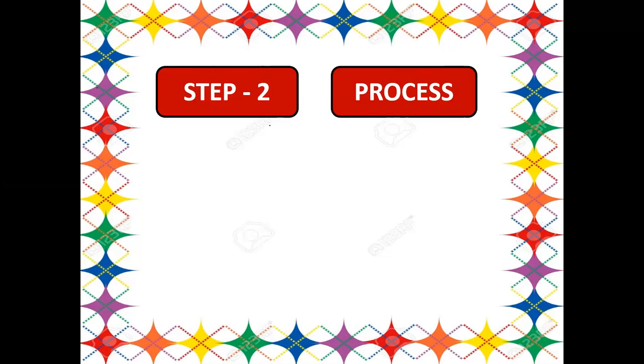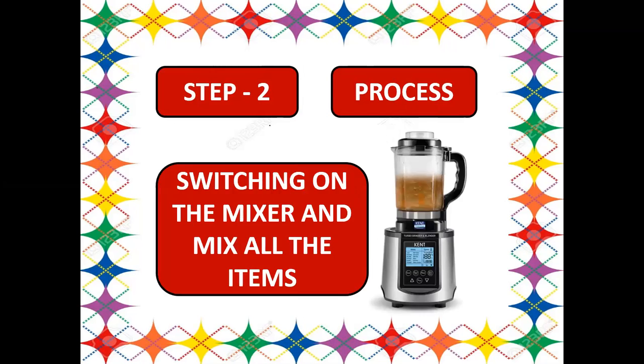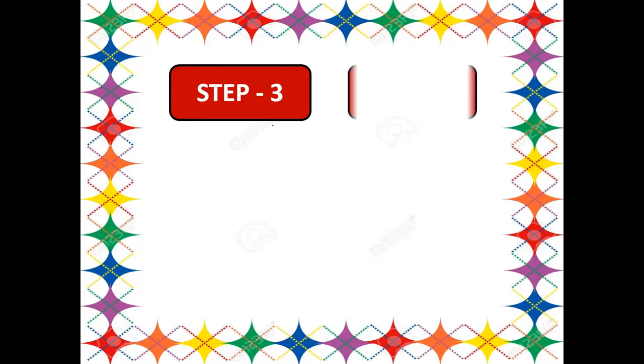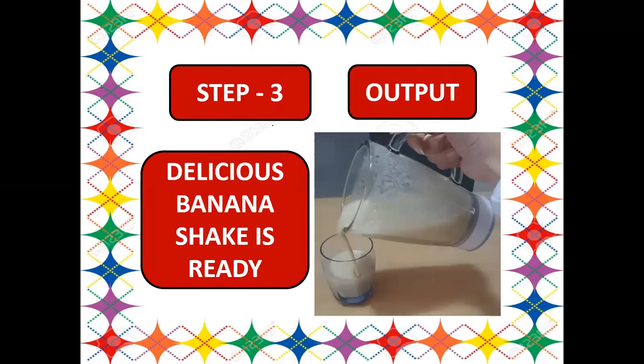Now, step number 2, process. She switches on the mixer. The blades of the mixer rotate and mix all the items thoroughly. This is called process. Step number 3, output. Finally, a delicious banana shake comes out of the mixer and is ready for drinking. This is called output.